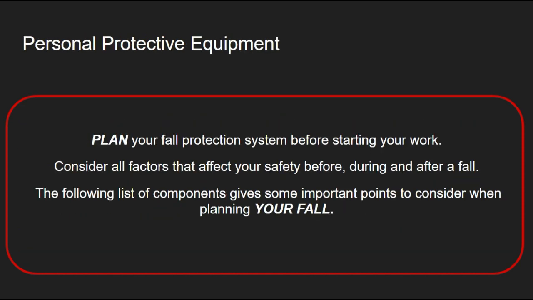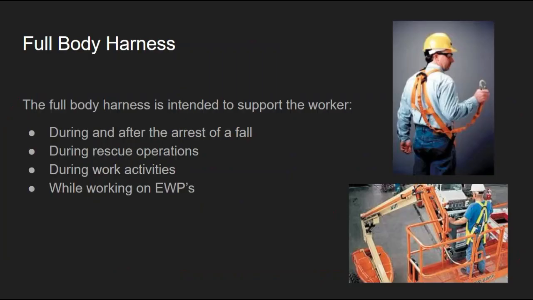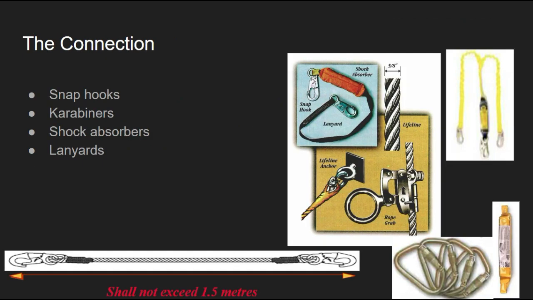Plan your fall protection system before starting your work. Consider all factors that affect your safety before, during, and after a fall. The following list of components gives you some important points to consider when planning your fall protection. Full body harness: the full body harness is intended to support you during and after the arrest of a fall, during rescue operations, during work activities, and while working on EWPs. The connection can include snap hooks, carabiners, shock absorbers, or lanyards.